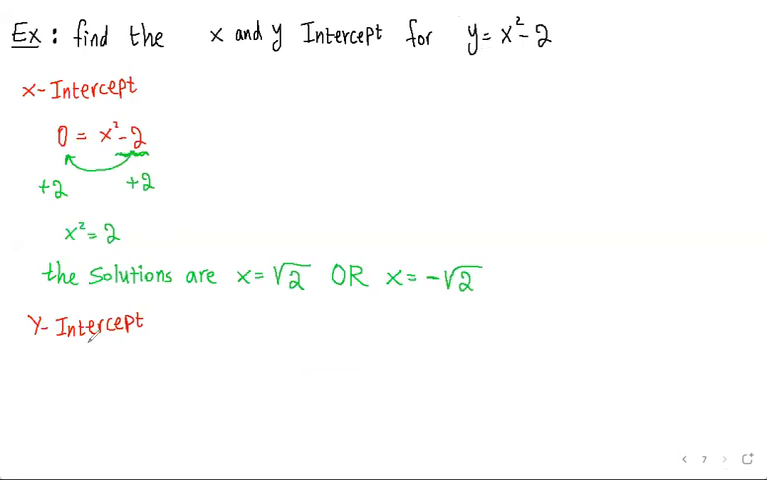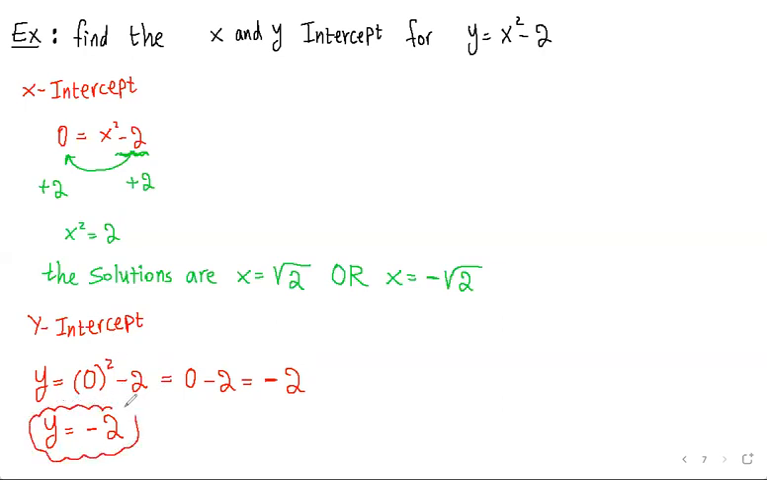So this means y equals 0 squared minus 2. 0 squared is 0, minus 2, and this is equal to minus 2. So I have y equal to minus 2. I have only 1 point as the y-intercept.